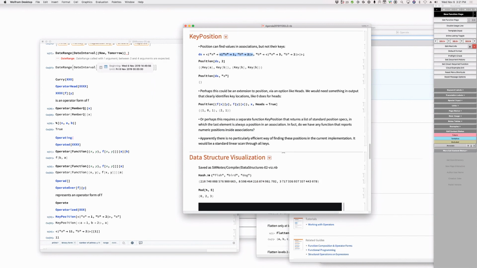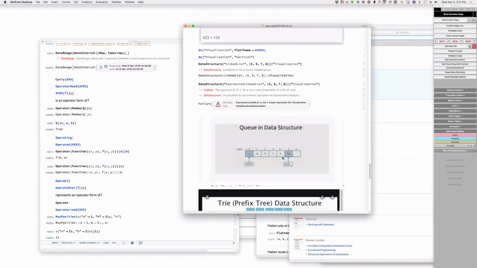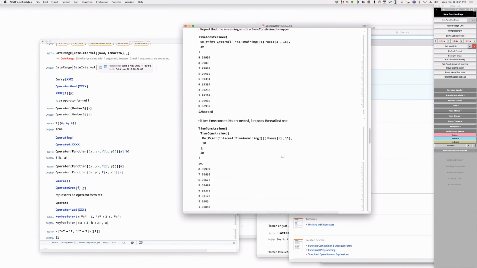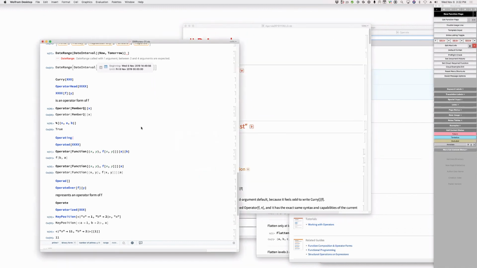Okay, data structure visualization. I think we kind of ran out of time here, so this will be continued at a different time. All right, anything else for right now?